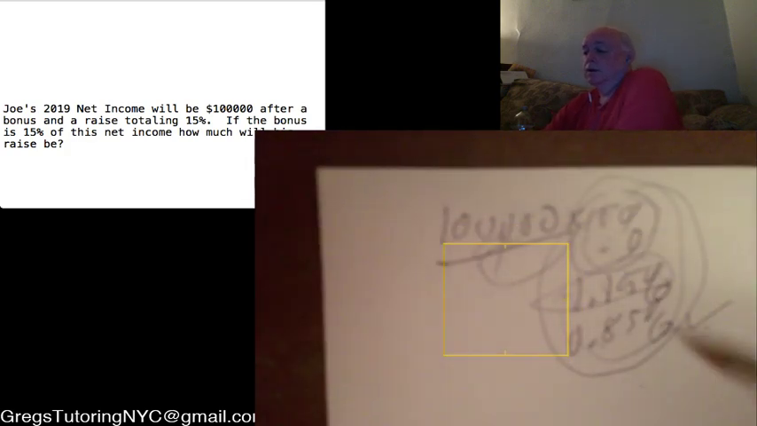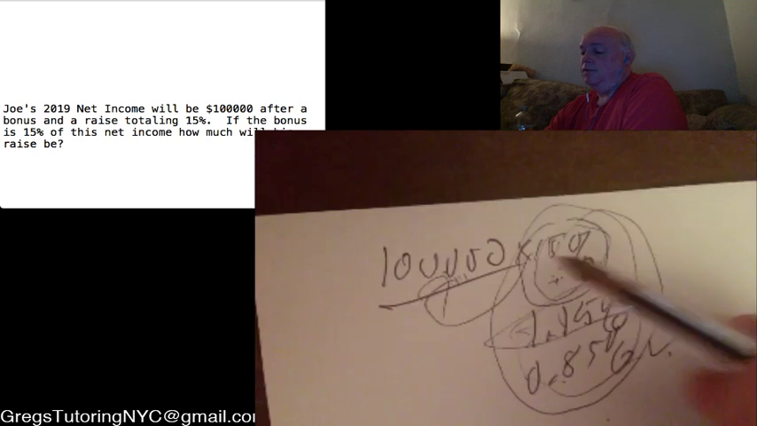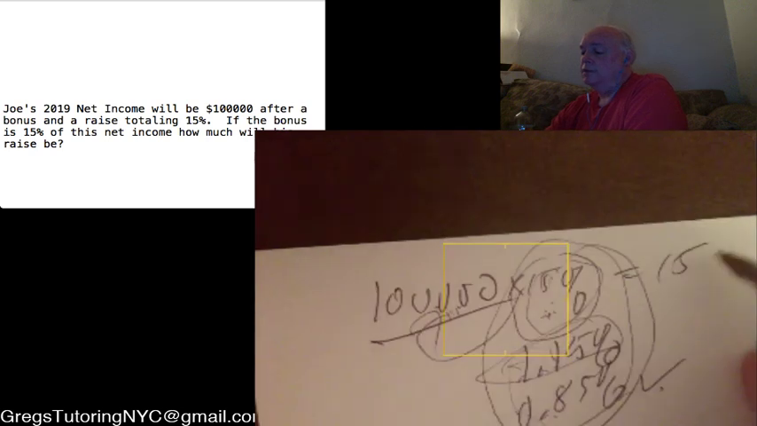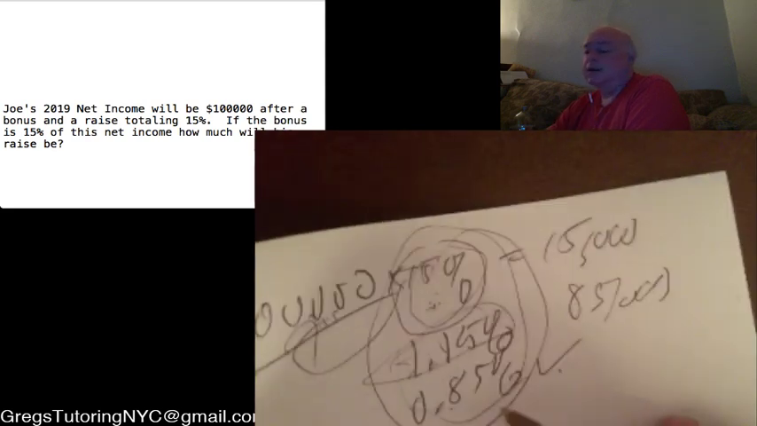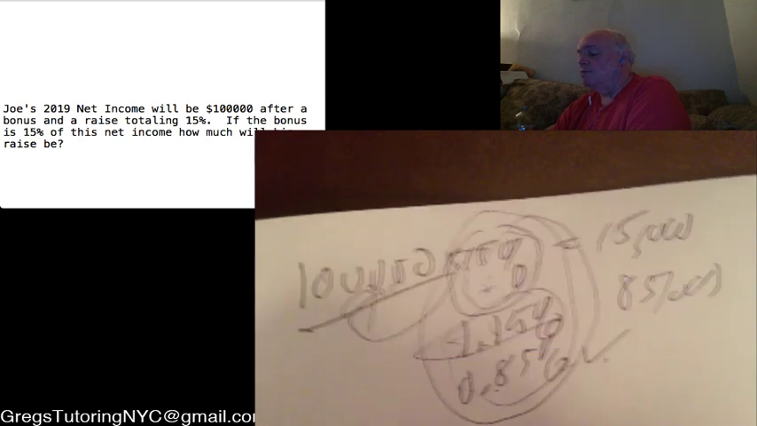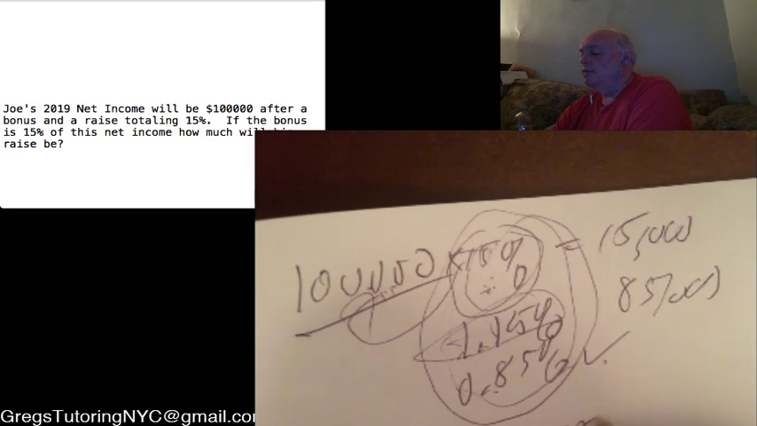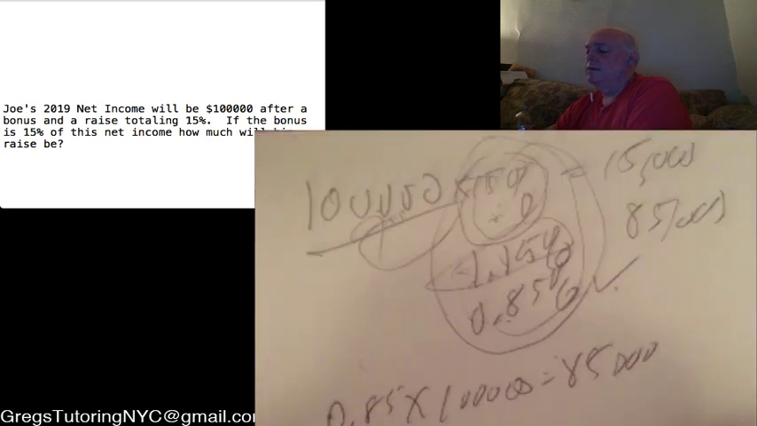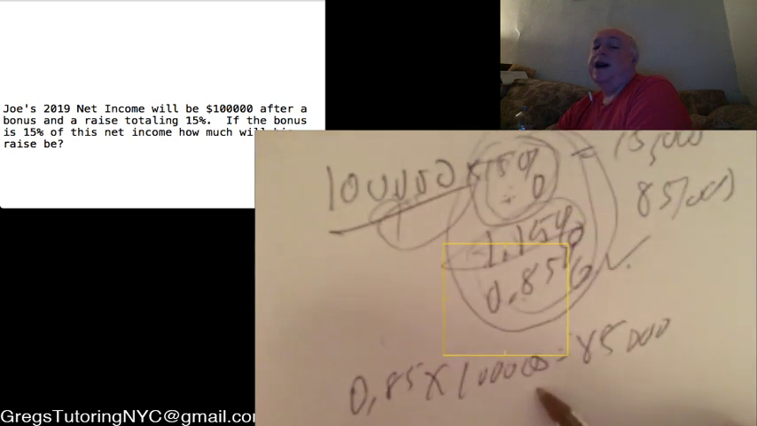Okay, so let's get back to the problem. So 15% of 100,000 is 15,000. And if we subtract it off here, we get 85,000. So again, we could have done that straight up with this, because 0.85 of, and of means multiplication, of 100,000 is 85,000. All right? So we figured out the bonus without knowing the salary yet.